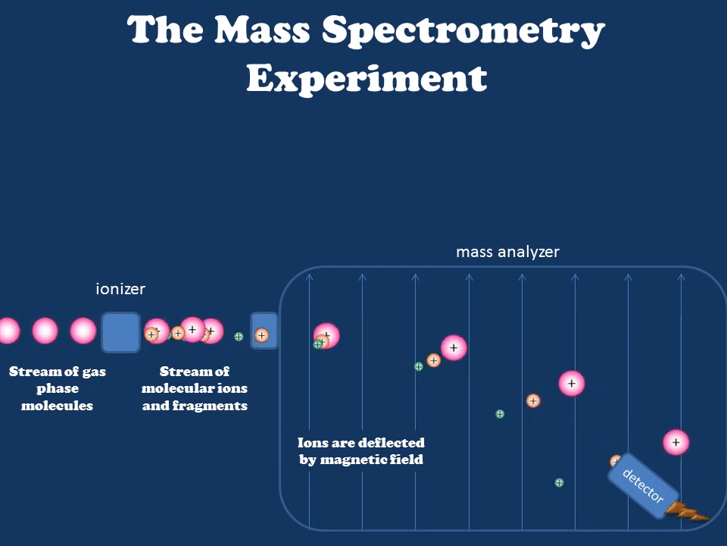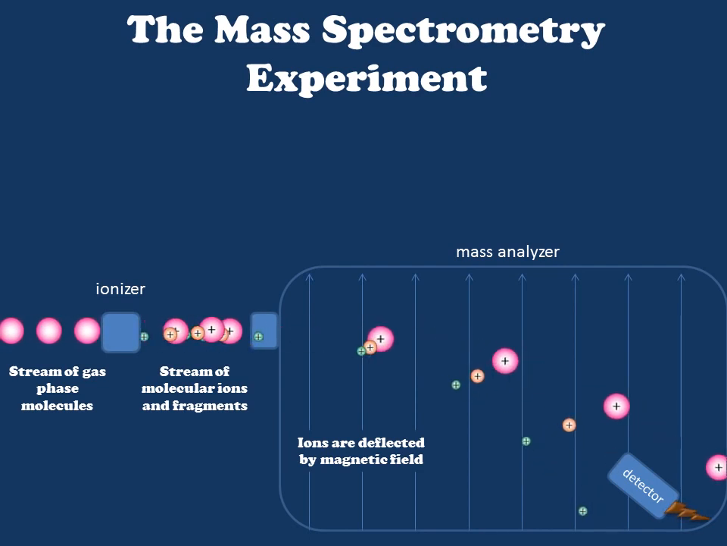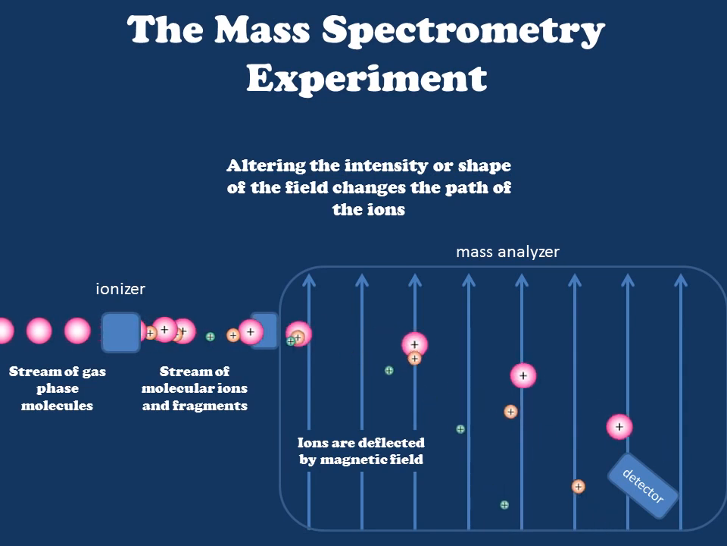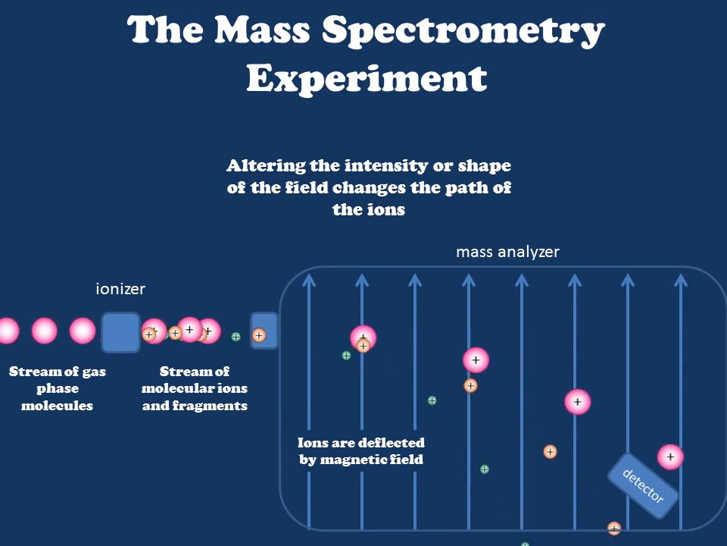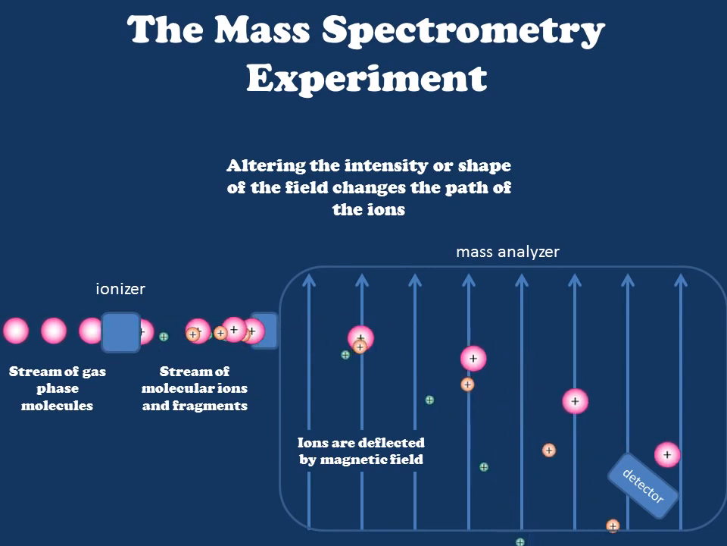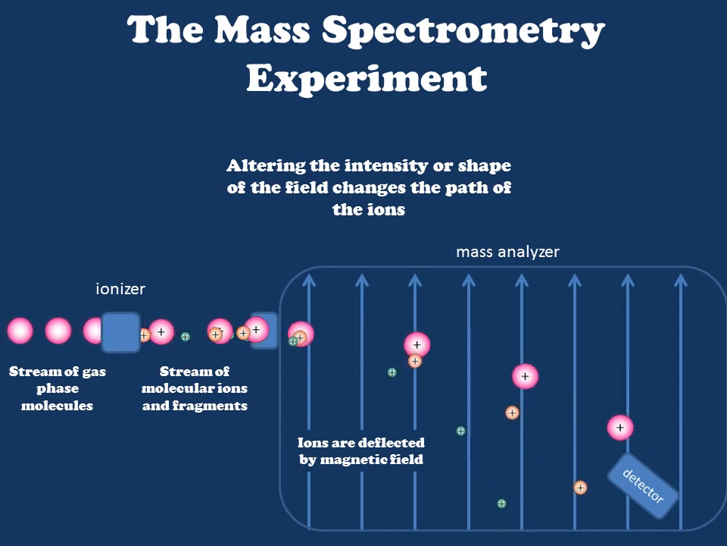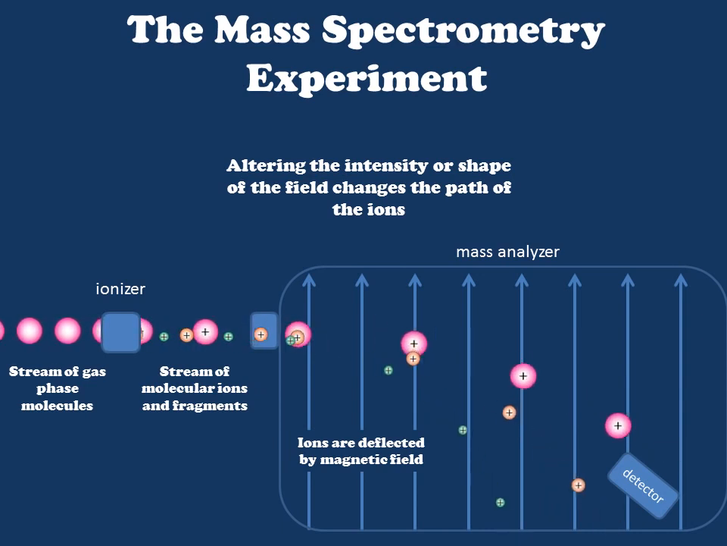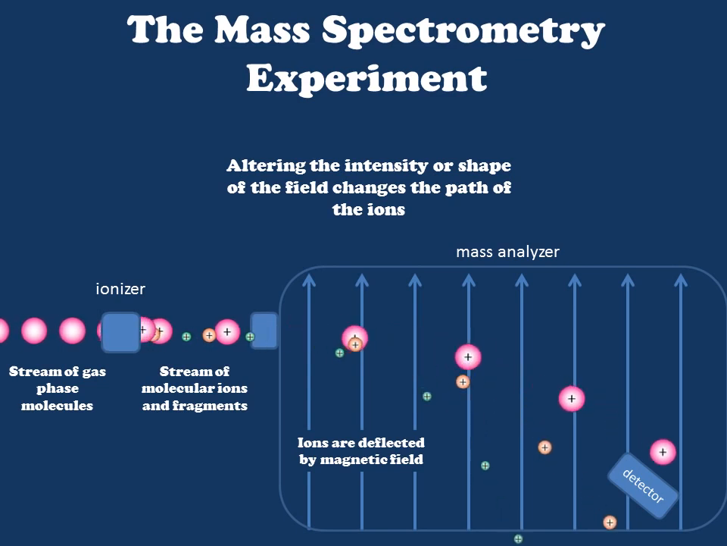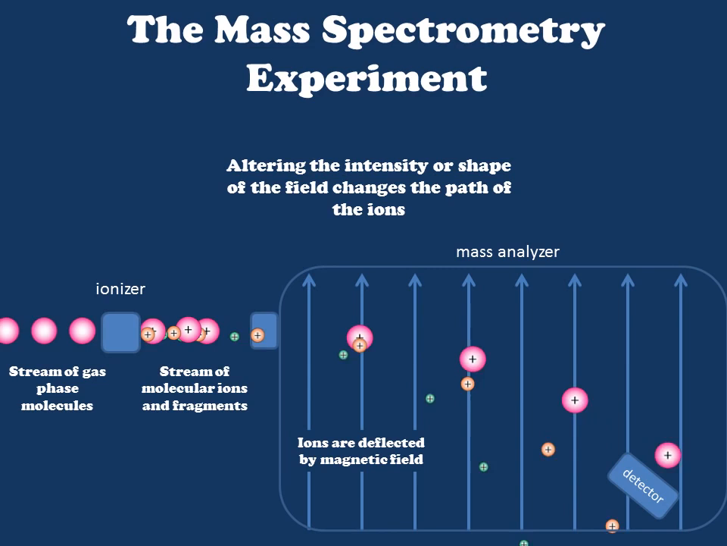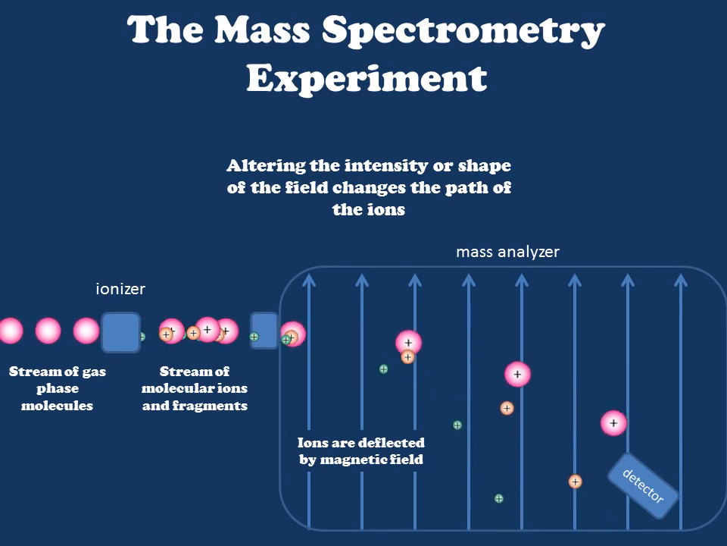Now let's take a look at the effect of altering the intensity or the shape of this magnetic field. If I increase the strength of the field, I increase the force acting on the ions, meaning that their path curves to a greater extent. In the example shown here, we've increased the field strength to the extent that the intermediate-sized ions no longer reach the detector, but the curvature of the molecular ions is not sufficiently steep, and so nothing is striking the detector at the moment, meaning that at this particular field setting, the detector will be silent. No current is generated.